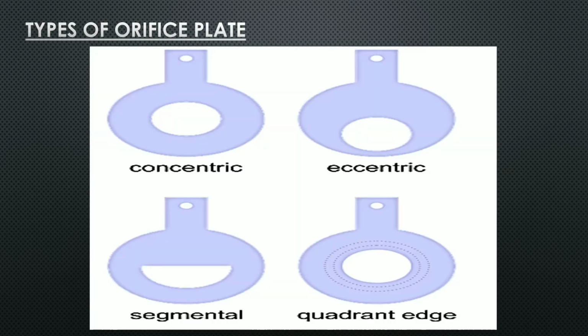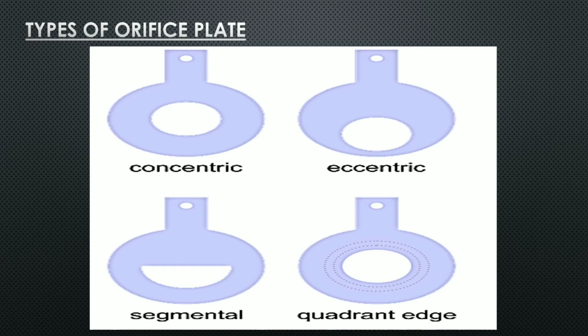There are basically four types of orifice plate we can use in orifice meter. First one, that is concentric type. Second one, that is eccentric type. Third one, segmental type, and the fourth one, quadrant edge type. Here the construction of all these four types of orifice plate we can see in this figure, and the use of these different types of orifice plate depends upon the fluid. It may be a gas, it may be, we can say, a pure liquid. Based on that we can use these different types of orifice plate in orifice meter for the measurement of flow.